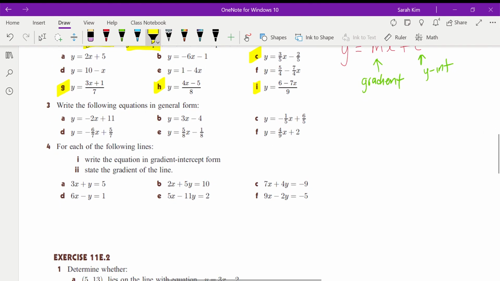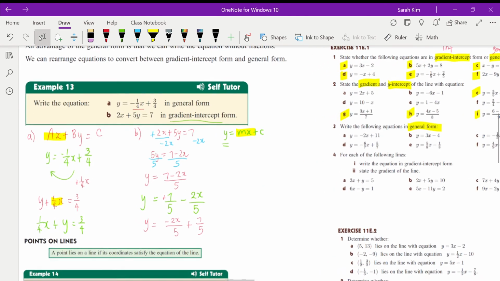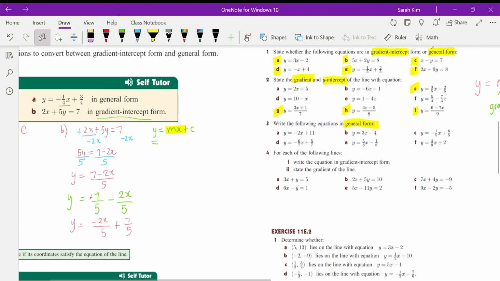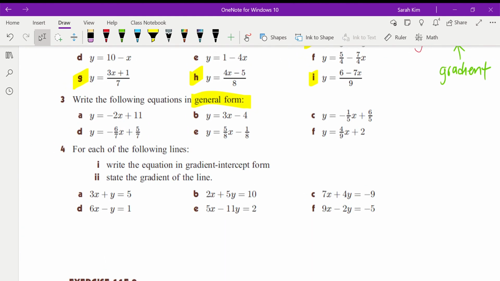Now write the following equation in general form. So what you have to do is, these are all obviously in y-intercept form. It all has y equals, etc. I want you to try converting them into the general form. If you need to have a look at an example, here you go. So example A will help you change it into the general form. So have a little look at it if you need to. Hopefully you've written it down in your book. So try this one and that one.